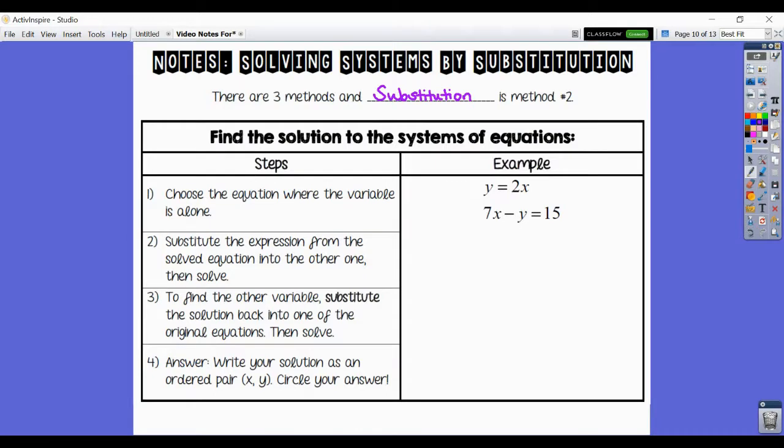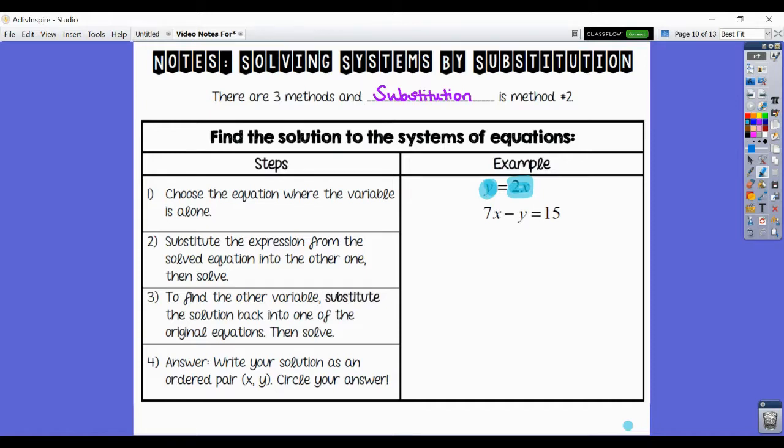Step number one says to choose the equation where the variable is alone. So that is going to be in this first equation here. The y is all by itself and it's equal to 2x. That's what it's equivalent to.